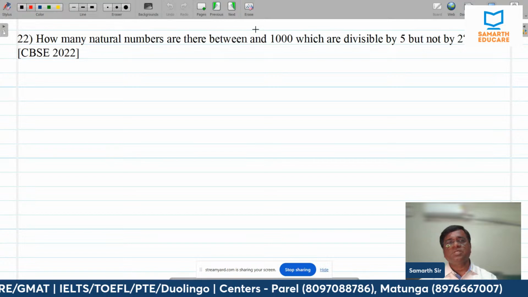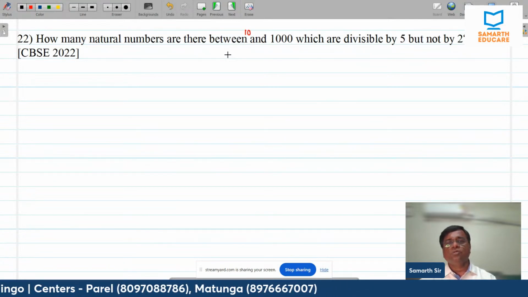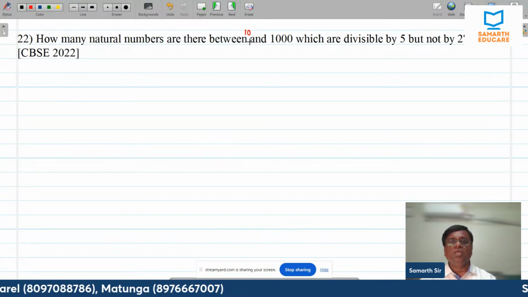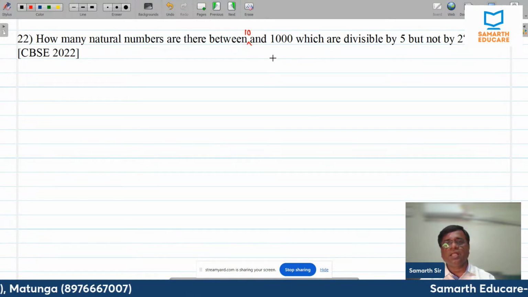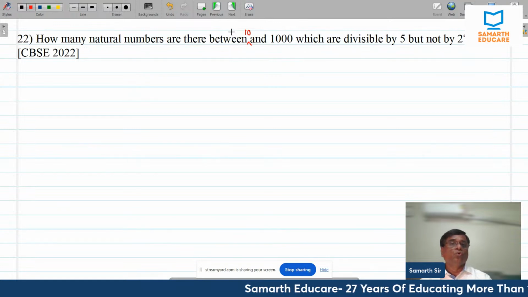I think something is missing. Let me take 10 and 1000. Let's make it a little more difficult. 10 and 1000, which are divisible by 5 but not 2.